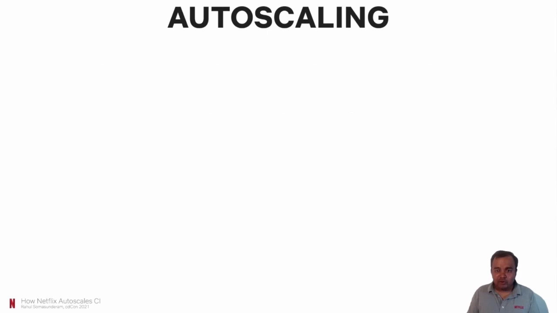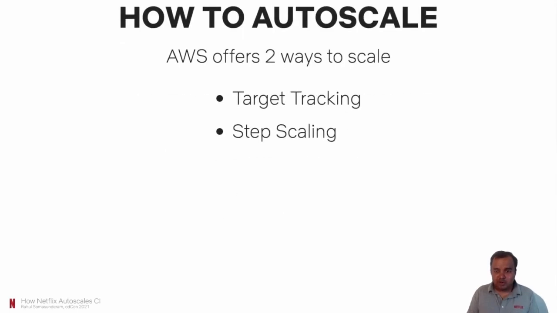Now that we've got these metrics where we want them, let's look at how we can autoscale based on it. There are two ways that you can scale on AWS. The first is target tracking. It's really cool. You tell it what metric you want to track and what it needs to be, and it will figure out whether to scale, when to scale, and how fast to scale.